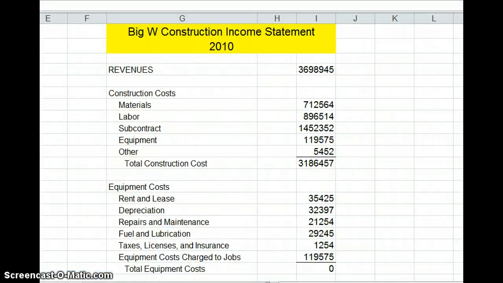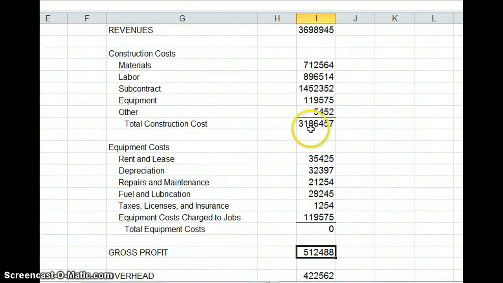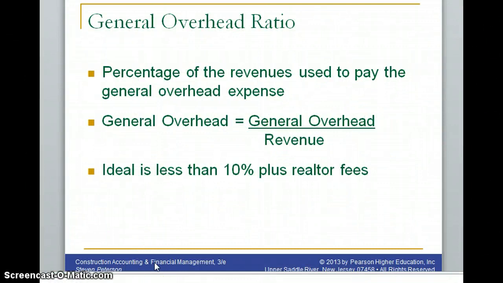If you recall, the gross profit of the company is calculated based on the total revenues minus the total construction expenses. The general overhead ratio. Another important gauge for the company, because this allows the management to determine how much money and what percentage of their overhead is being used. The general overhead is calculated by dividing the total general overhead amount by the revenue.